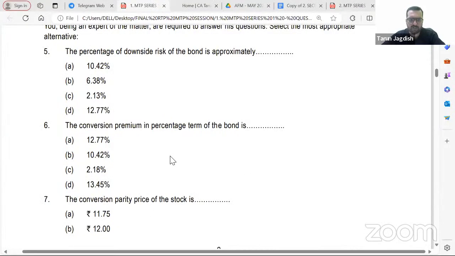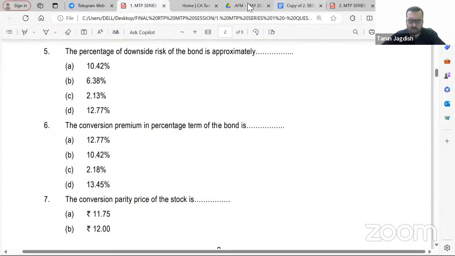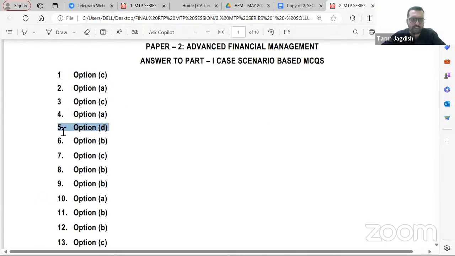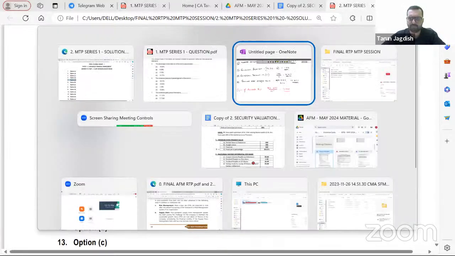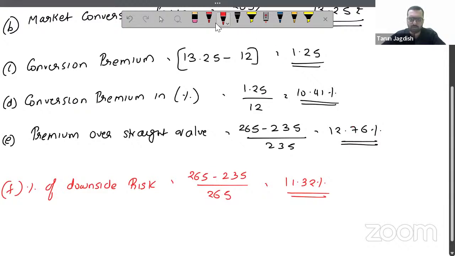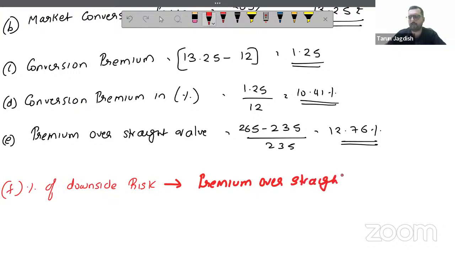Let's just cross check if that number is there over here, friends. Give me a minute. You get 11.32. So that number is not there. So hold on. I think they have intended something else by percentage of downside risk. Is it the conversion premium? Let us cross check. Give me a minute, friends. 5, the answer is D. 12.77. Correct. So that's the same number. Okay. So they have just used a different terminology. Sorry for the confusion over here, friends. You can just write down that percentage of downside risk is similar to premium over straight value. Both are exactly the same.